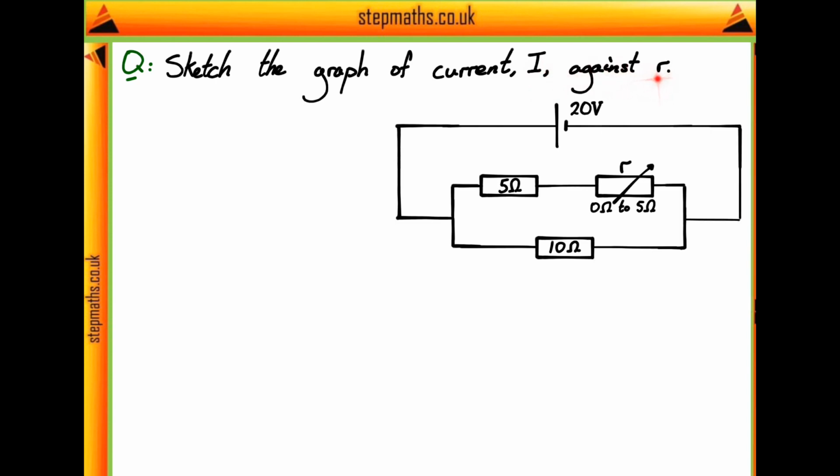What the question asks us is to sketch a graph of the current I through the circuit against this variable resistance R. If you'd like to have a go at doing this question yourself, then please pause the video now, otherwise we'll have a go at doing it together.